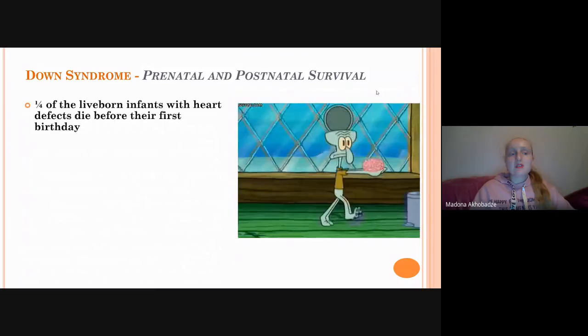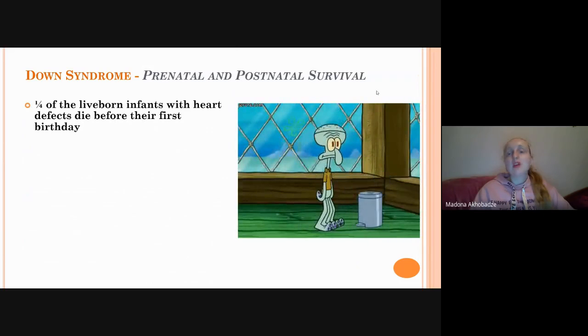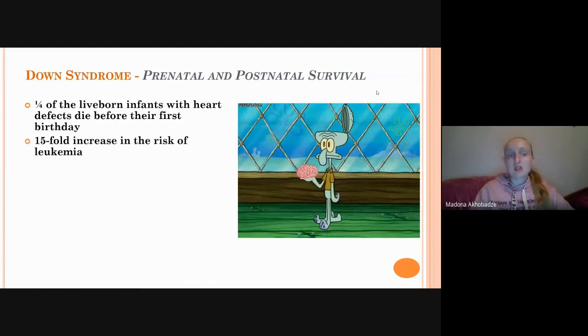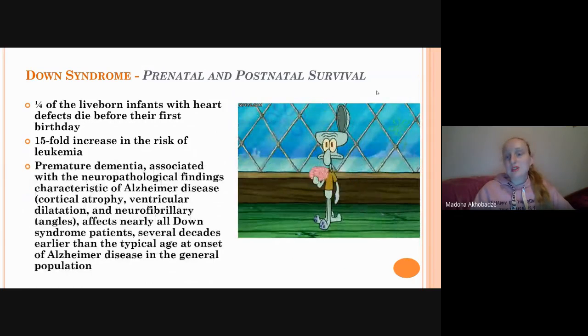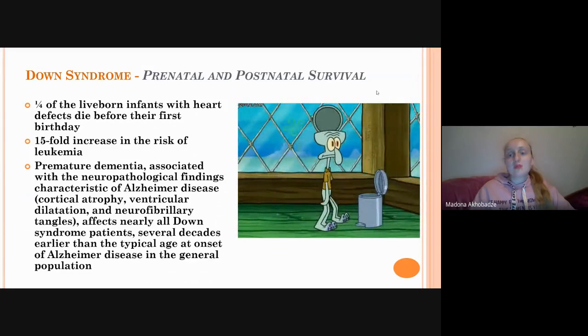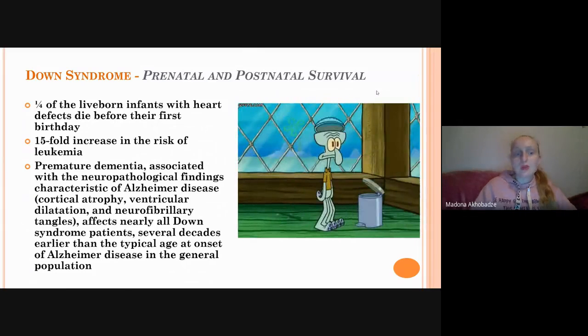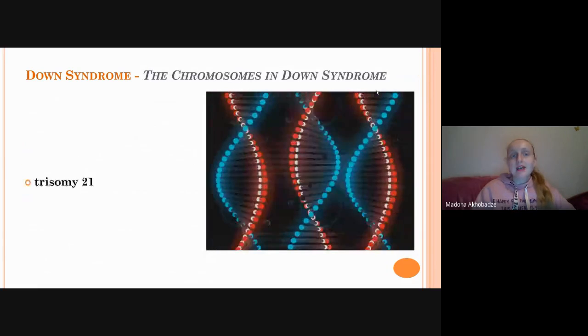Okay. So, one in four live-born infants with heart defects die before their first birthday, and there is a 15-fold increase in the risk of leukemia. And if they pass the age of 40, they have a high chance of developing Alzheimer's disease, dementia, cortical atrophy, and other neurologic deficits and neuropathologic characteristics.